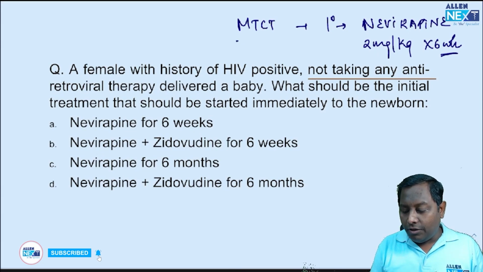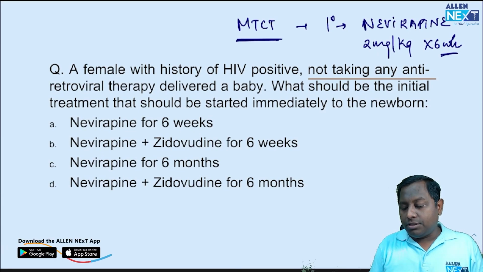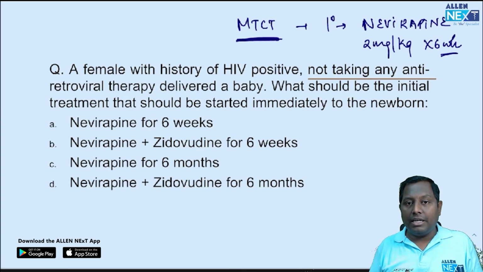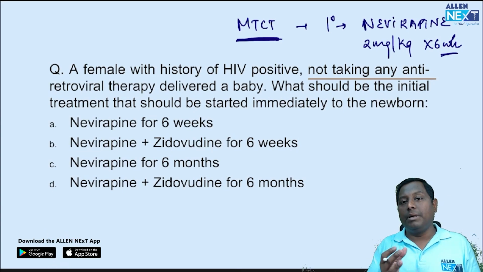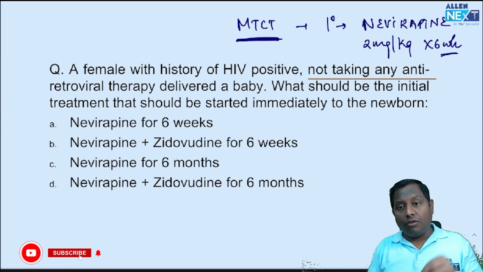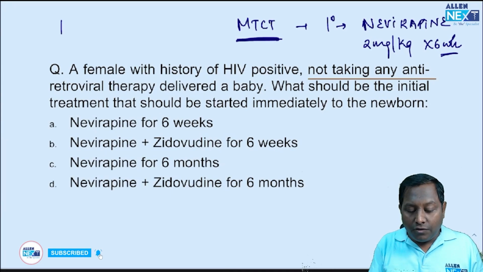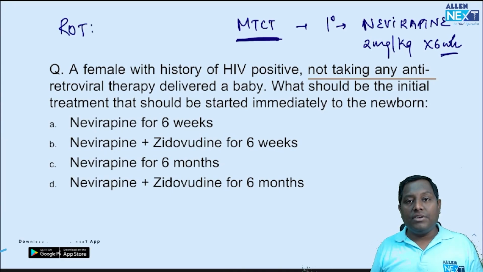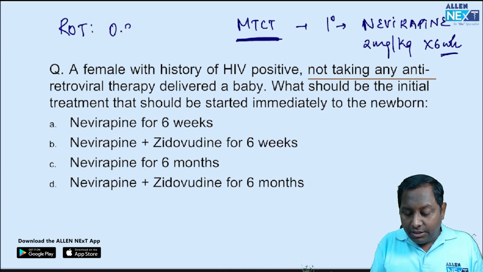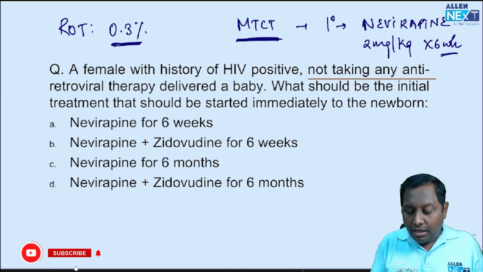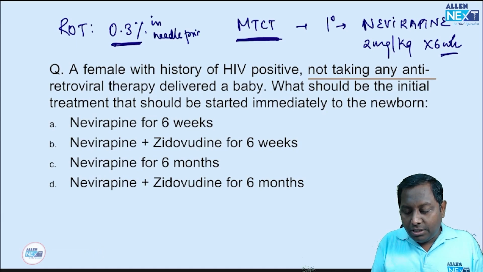Now, right now if you want to start a prophylactic agent because you are not very sure whether this baby has acquired it or not, what is the risk of transmission, ROT, in HIV? The risk of transmission is very less. It is 0.3% in the needle prick. In the needle prick, 0.3%.